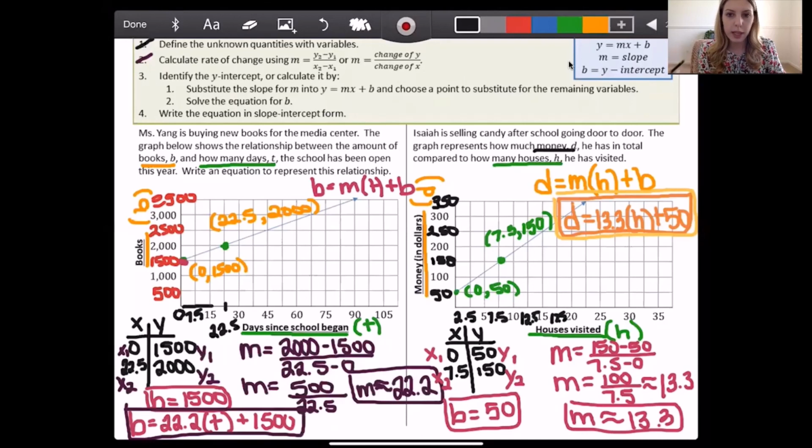So when I make my equation for this graph, I need to use the equation D dollars equals my slope M times my houses visited H plus my initial value B. So when I write this in, I just fill in my slope that I calculated and my B that I identified. So I have dollars equals 13.3 times houses H plus 50, and that should be your equation.